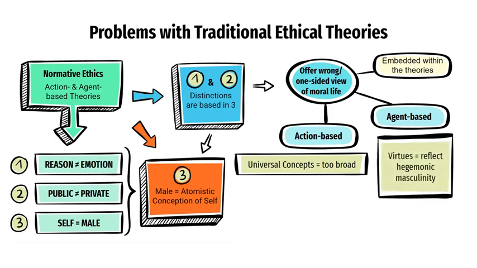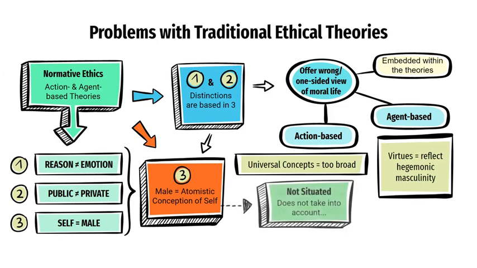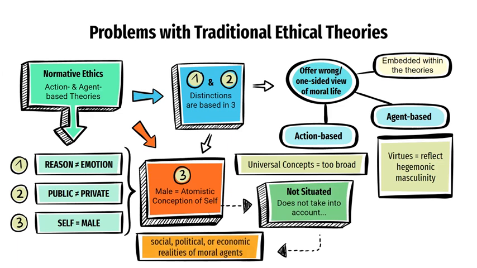Okay, these universal concepts are too broad, and often, even with virtue theories, they reflect hegemonic masculinity or masculine attributes like strength and power and reason over and above, right? Domination over and above others. This is a key feature for why thinkers like Aristotle and others tried to justify slavery. And so this is not a situated or even an accurate reflection of gender or sex differences. It does not take into account social, political, or economic realities of moral agents.